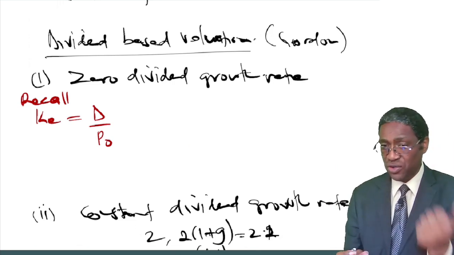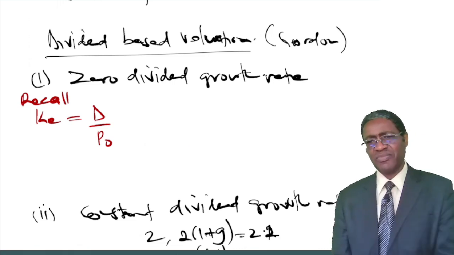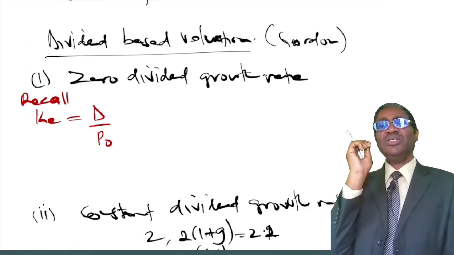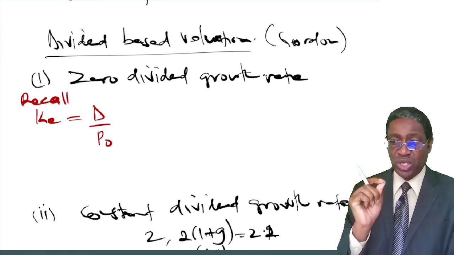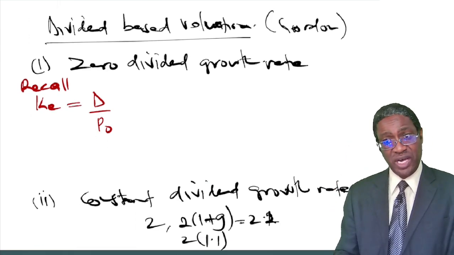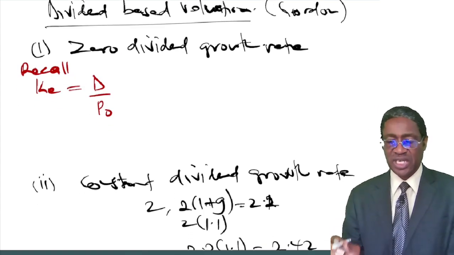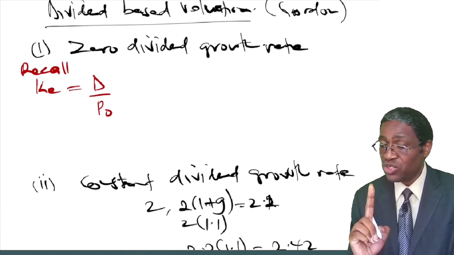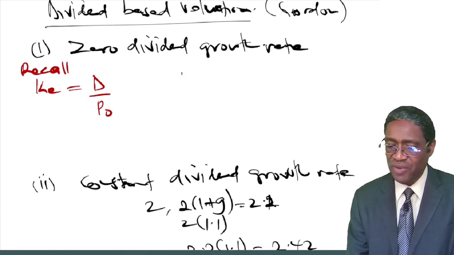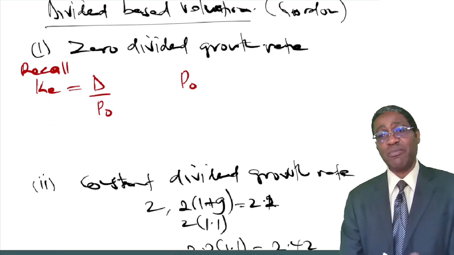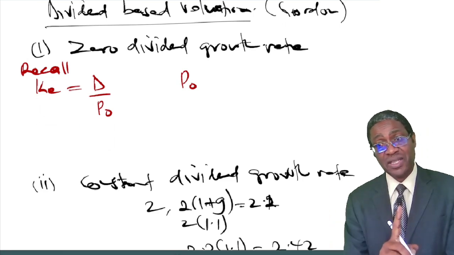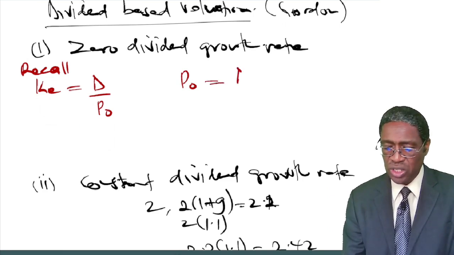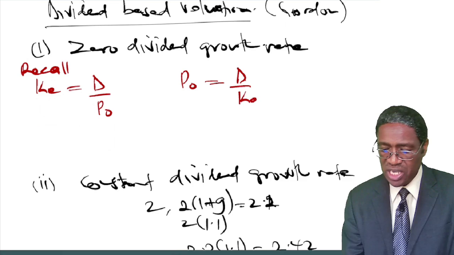Are you there? Good. But this time, we are not looking for the cost of capital. We are looking for the price. To look for the price, now listen, we want to make P the subject. So if I make P the subject, this means I multiply both sides by PO, then I make PO the subject. This will simply be PO is D divided by what? KE.